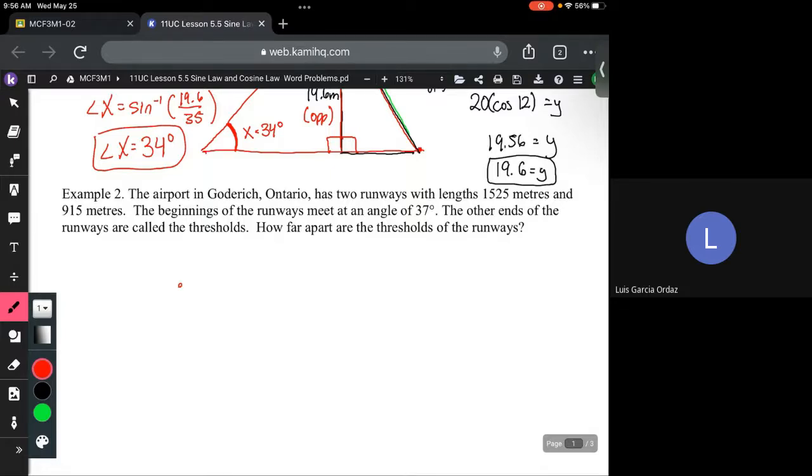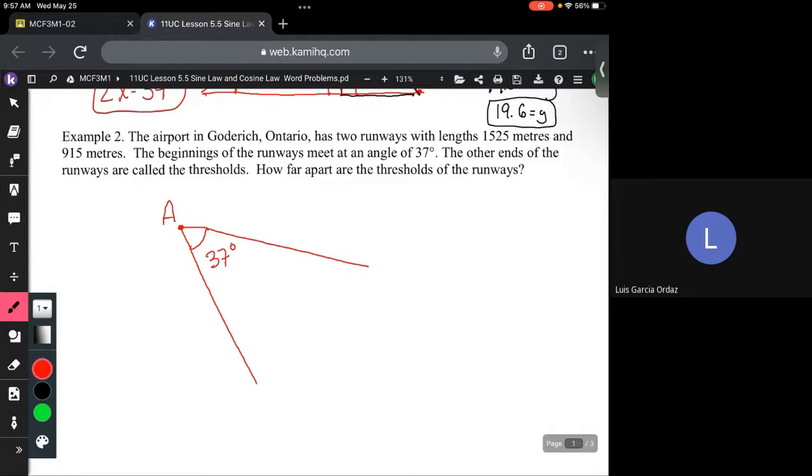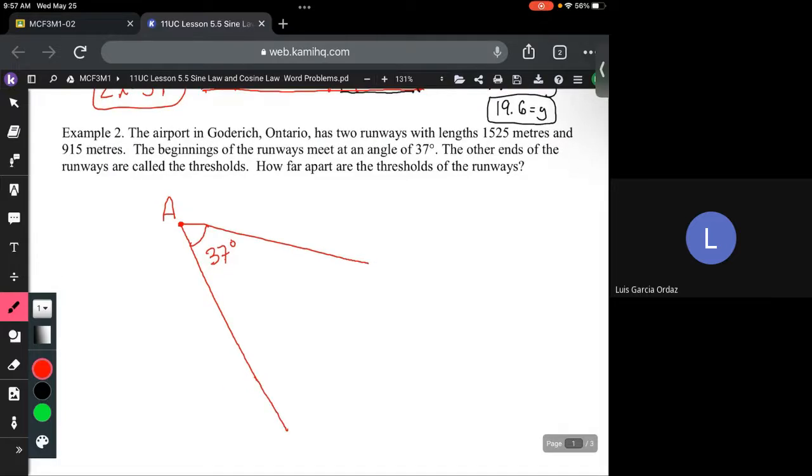So I'm going to label this point as A. This is the beginning of the runways, and when they split up, they make an angle of 37 degrees. One of them is 1525 and the other is 915, so you can pick which one you want to be which. Obviously I will pick the longer one, so this would be 1525 and this would be 915 meters. And it's asking me to figure out how far apart the runways are at the end.